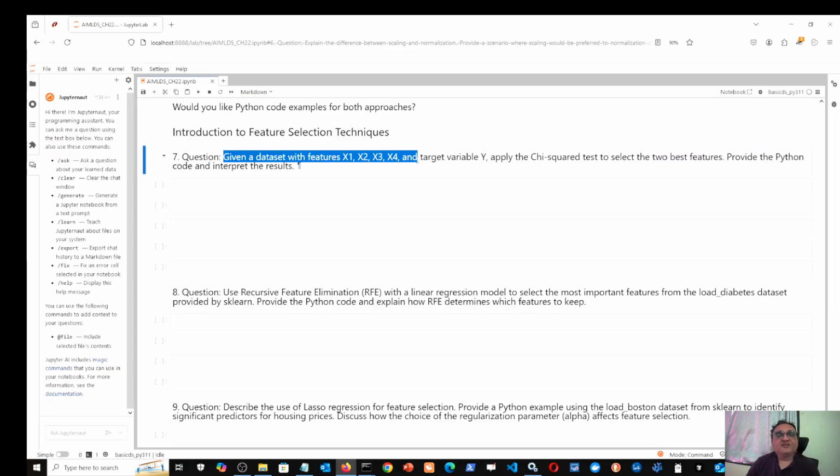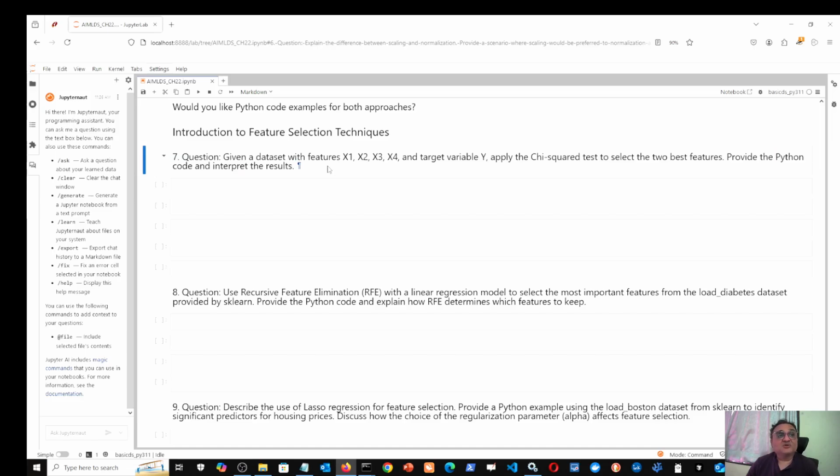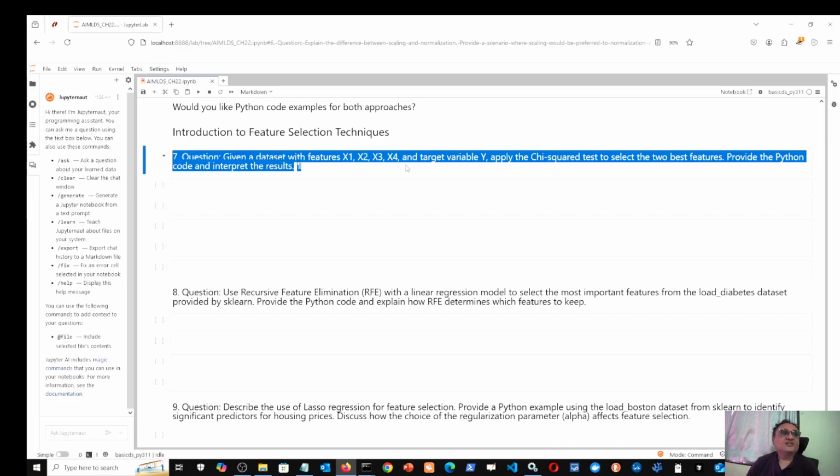Given a data set with features x1, x2, x3, x4 and a target variable y, apply chi-square test to select two best features, and provide Python code also and interpret the result also. Now this can be really helpful.